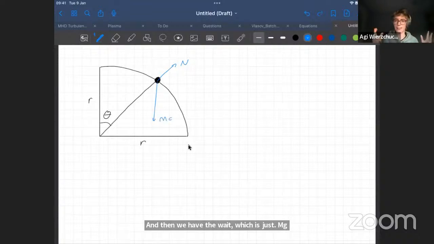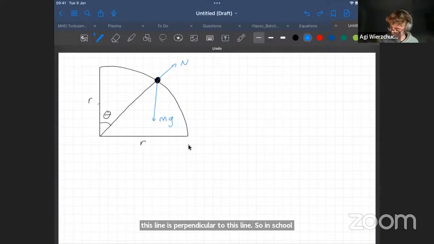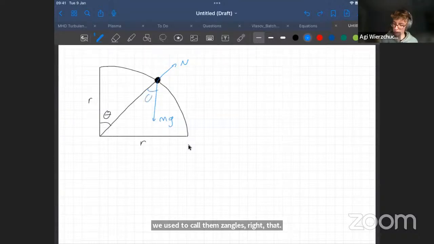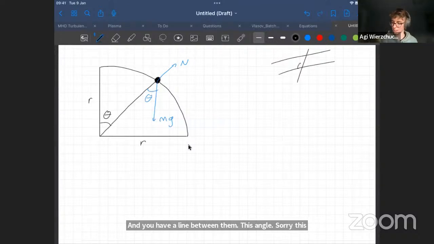Whatever way you remember this method, this line is perpendicular to this line. In school we used to call them Z-angles, right? That's where we have two parallel lines and a line between them, and this angle and this angle would be the same. We called this rule Z-angles, and then you have F-angles, where this angle and this angle are the same. But whatever you want to call it, these two angles are the same.